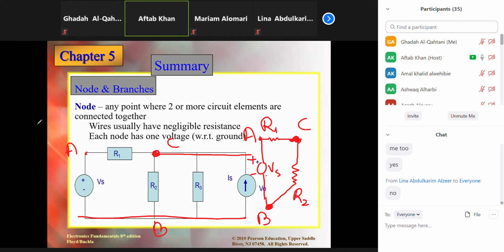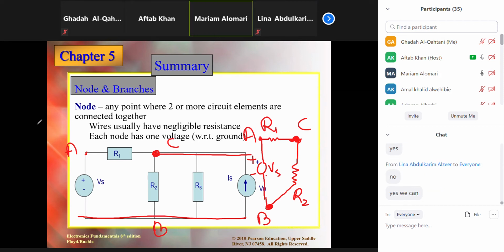Can I connect it like that? No. Why can't I connect it? What is the problem? It's parallel. See, it is just a wire. If I just make a short wire, what is the problem? This is a long wire.